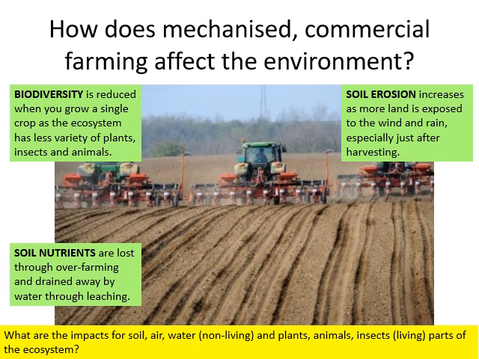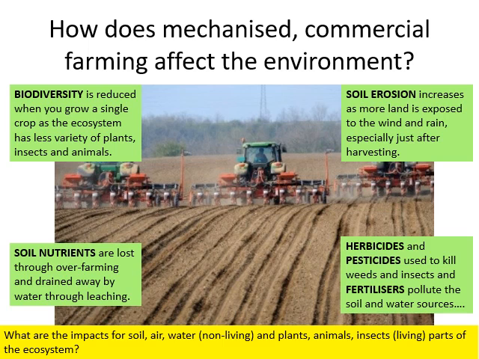Soil erosion also increases. So you've churned up that soil, there are no longer any roots of trees and plants holding the soil together. So if you get very strong winds, if you get very heavy rain, it washes or blows that soil away.